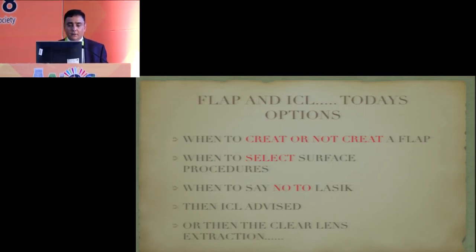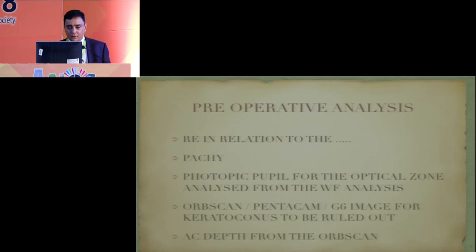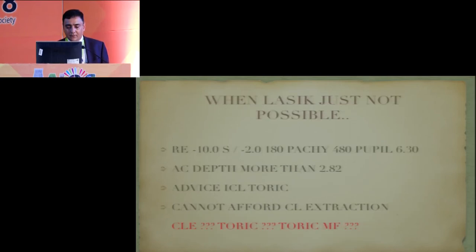So when can you think of flaps or ICL as today's option? When to create a flap, when to do surface, when to do LASIK, when to do ICL is what I'm going to show. In a pre-op analysis, we all know there is a refractive error and its relation to pachymetry. We have to know the photopic pupil, and accordingly we calculate the optical zone, which is analyzed from the wavefront analyzer. From the Oculus scan, a Pentacam or a G6, whatever method you have, we rule out keratoconus, and we get the anterior chamber depth from the OPD-Scan.